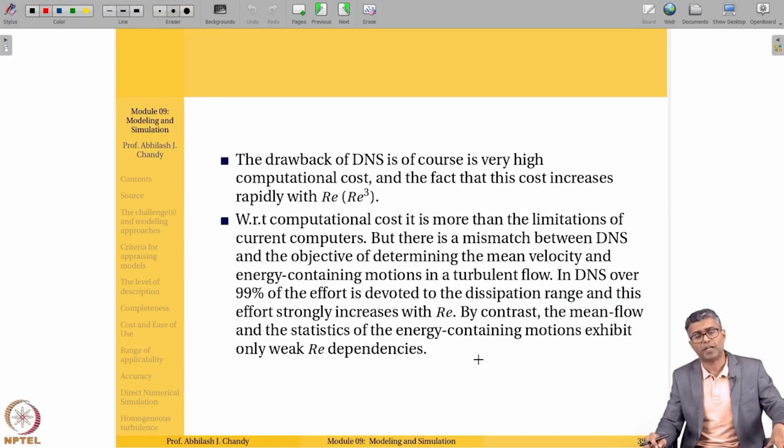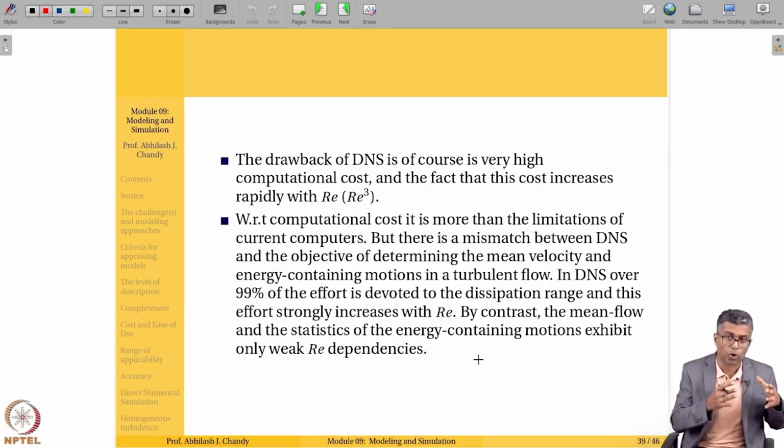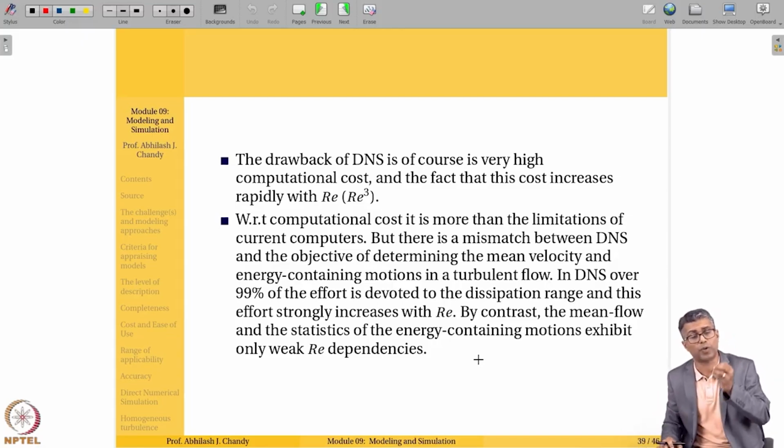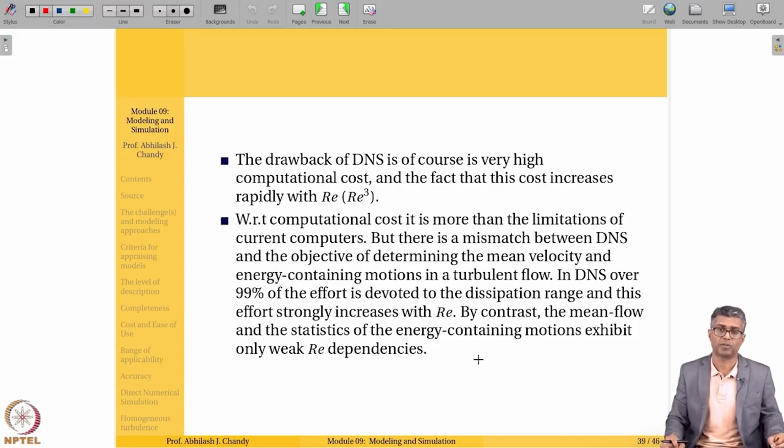So the drawback of DNS is obviously the fact that the cost is very high, and the cost increases significantly as Re cubed. And with regard to the computational cost, it is more than the limitations of the current computers, right? It is not just the fact that the cost is high. Most of the cost is spent on scales in the dissipation range, where there is very little amount of energy. So in order to capture the scales that are associated with such a small percentage of the energy, you are spending most of the effort.